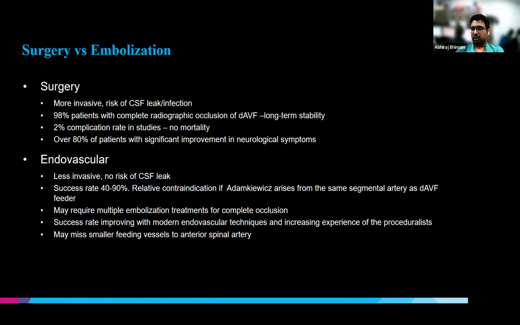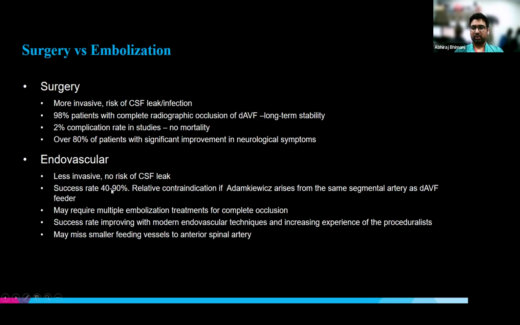And as we discussed, if the artery of Adamkiewicz arises from the same segmental artery as your dural fistula, then it is relatively contraindicated to try embolization, because you do not want embolization material going into the Adamkiewicz. You're coming from the arterial side from the outside. In the surgery, you're going from the inside and ligating it. But it is a relative contraindication, not absolute.